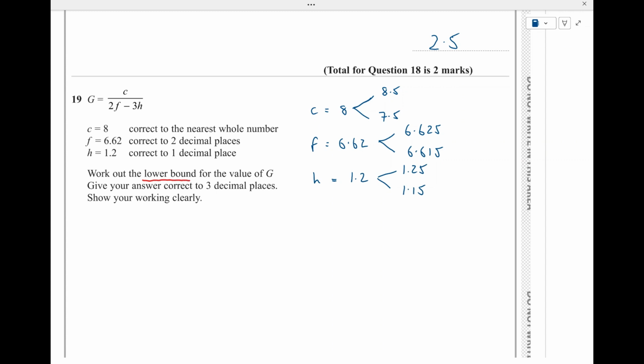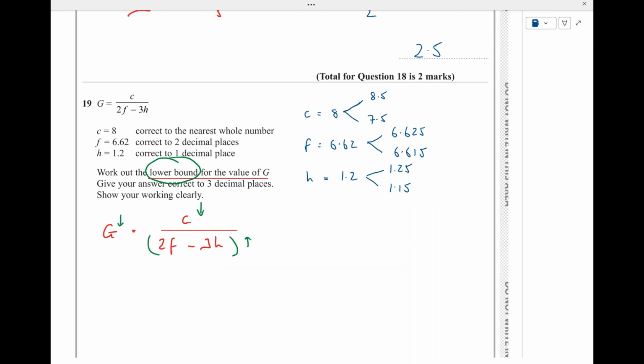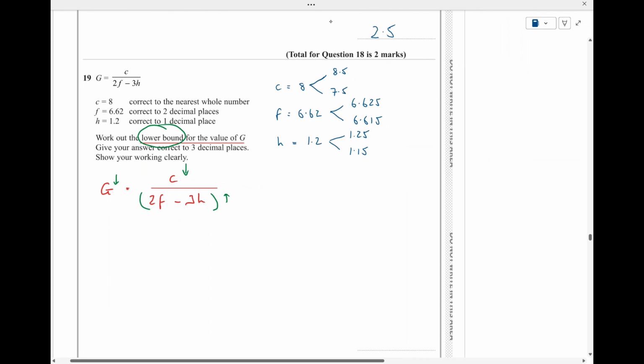It wants me to work out the lower bound for G. So I'm going to write down the formula for G. And then I'm not going to think about the values of C, F, and H yet. I'm just going to say to myself, right, they want the lower bound. So I'm going to do the lower bound of G, and I'm going to think through what I'm going to need for each of the variables. If I want this fraction to be as low as possible, I want the lowest possible numerator and the highest possible denominator.